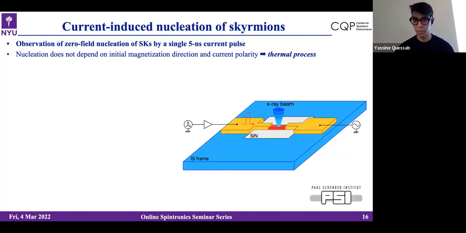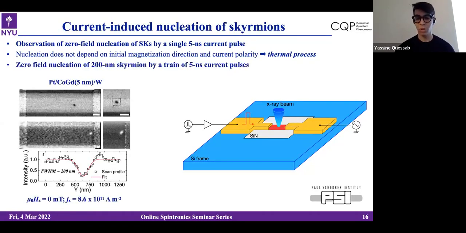The second experiment was done in exactly the same type of film, but deposited on a silicon nitride transparent window and imaged by X-ray microscopy at the Swiss Light Source. So the geometry is slightly different. The amplified current pulse is collected by an oscilloscope. We were also able to nucleate skyrmions, but this time with a train of 5 nanosecond current pulses, and again at 0 field. And again, you can see that the nucleation does not depend upon the initial magnetization direction. These skyrmions have a diameter of about 200 nanometers.